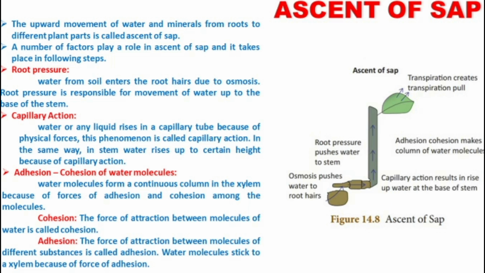So whenever the water molecules enter into the root capillary tube, the concentration will be high. The next factor is adhesion and cohesion of water molecules. Water molecules form a continuous column in the xylem because of forces of adhesion and cohesion among the molecules. So here the definition for cohesion is the force of attraction between molecules of water is called cohesion. The next topic is adhesion. The force of attraction between molecules of different substances is called adhesion. Water molecules stick to the xylem because of the force of adhesion.